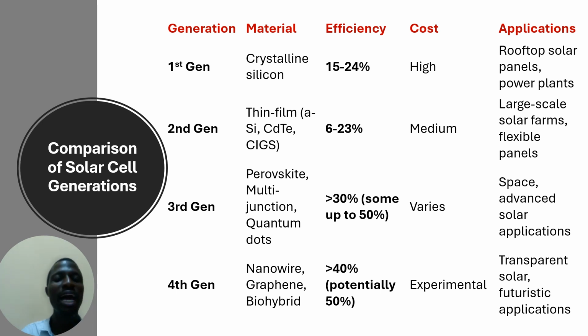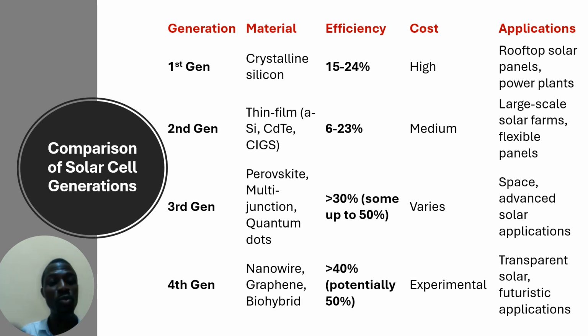Then third generation, primarily perovskite, multiple junction, quantum dots. Expected efficiencies should be greater than 30% and some up to 50%. However, the cost varies with technology, but it's between medium and high as well. And the good thing is, it's good for space and advanced solar applications.